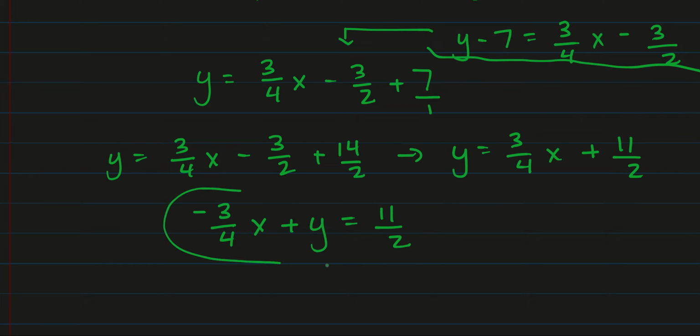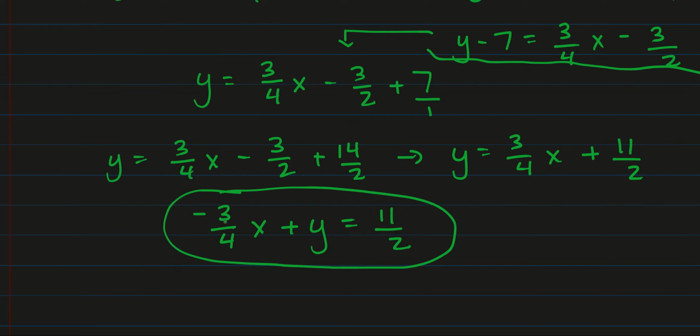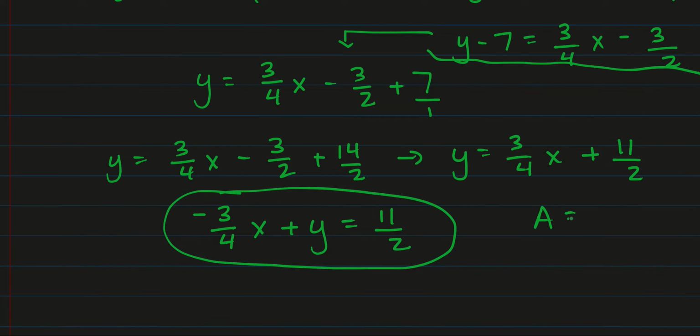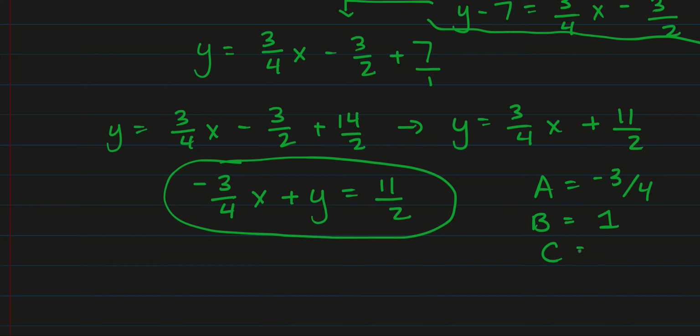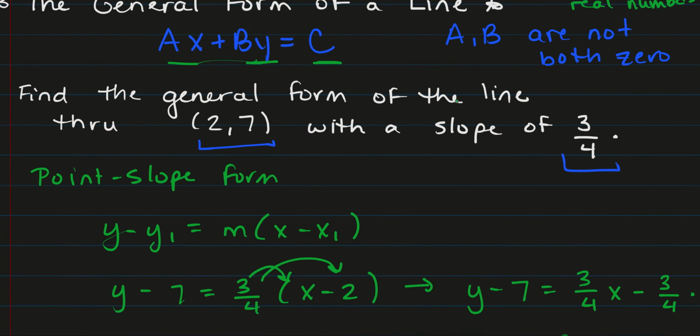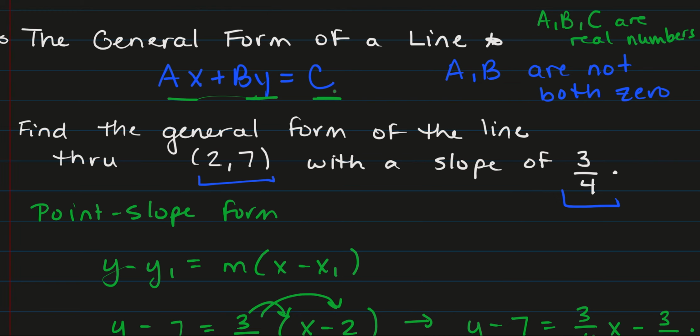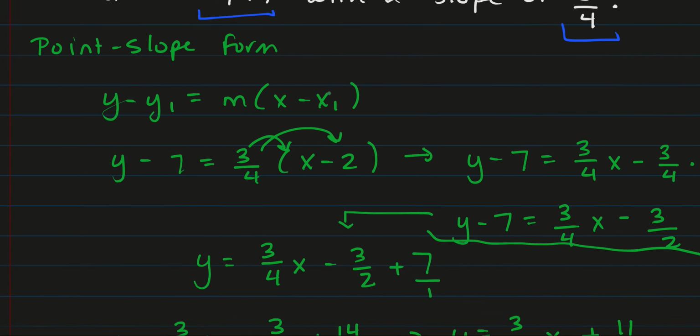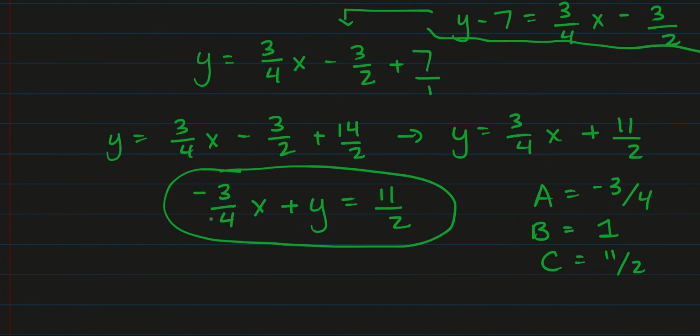Now we have this line in general form. The a is equal to negative 3/4. The b is equal to 1, which is the coefficient in front of this y, and if there's no number there, it is 1. And then the c is equal to 11 over 2. Again, I'm going to scroll back up so we can see the general form, ax plus by is c. Write that down. You can see here's the ax plus by is equal to c. This is in the general form.